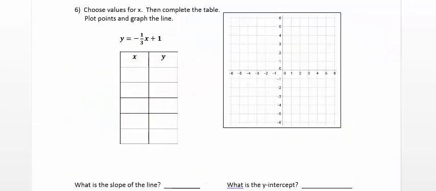Now I'd like you to do number 6 on your own. I'll help you pick some values here for x. Whenever I see a denominator that's a fraction here of 3, I want to pick multiples of the denominator. And I'll pick -6, -3, 0, 3, and 6 as my x values. Go ahead and substitute those in place of x and find y, and then plot your points to graph your line.